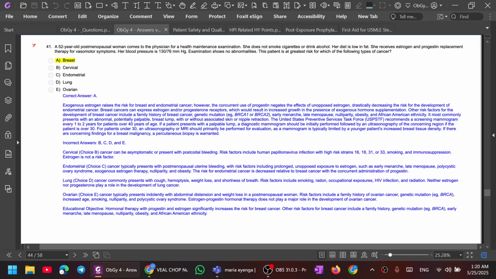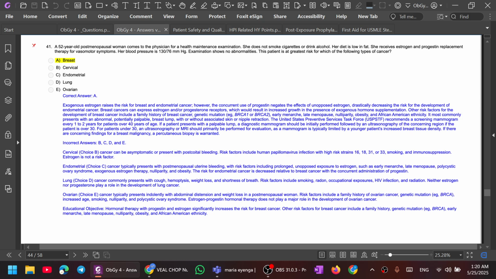Endometrial cancer typically presents with postmenopausal uterine bleeding with risk factors including prolonged unopposed estrogen, such as early menarche, late menopause, PCOS, exogenous estrogen therapy, nulliparity, obesity. The risk of endometrial cancer is decreased relative to breast cancer with the current administration.